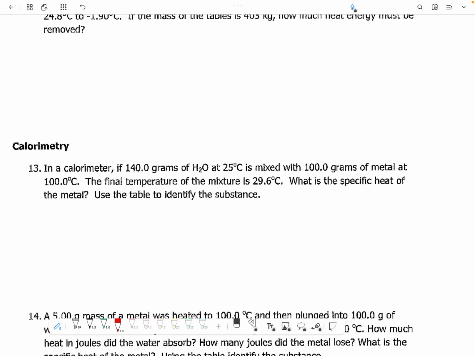Okay, so we've got number 13 here to work. This is a calorimetry problem. And if you read that problem, you realize what I talked about: you're really going to have two energy conversions to do. Both are involved with this equation here.